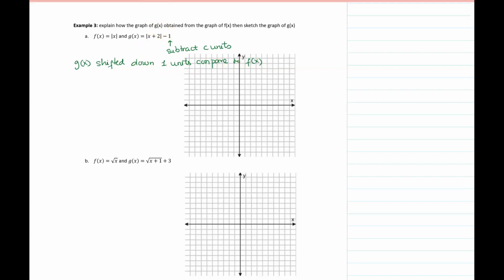And the next part here, the two things are different. Here we add 2. So then g of x is shifted to the left 2 units compared to f of x. Okay, so let's start with the graph of f of x. F of x is the absolute value function. So the graph of f of x is given by this. So this is the graph of f of x.